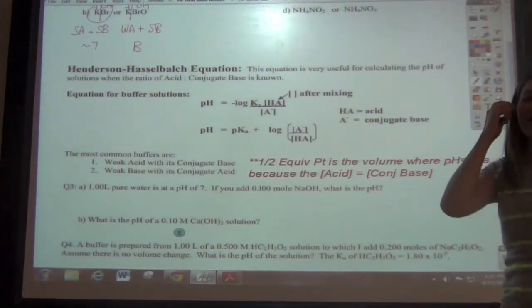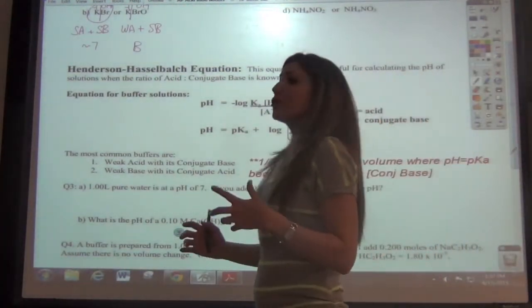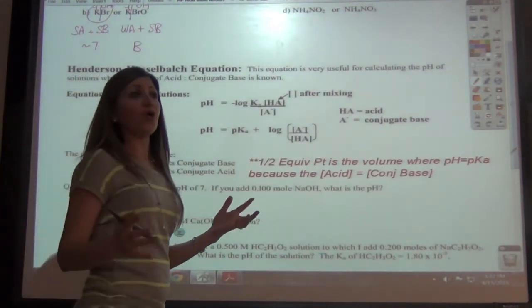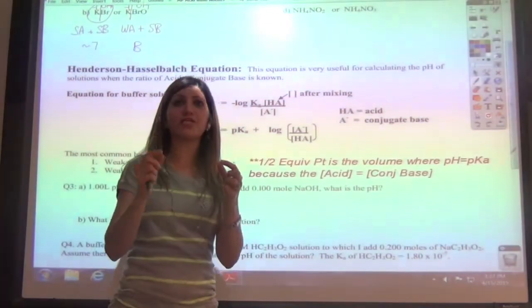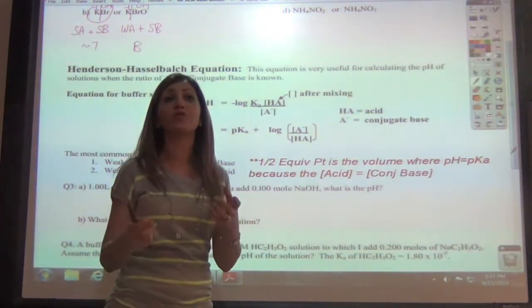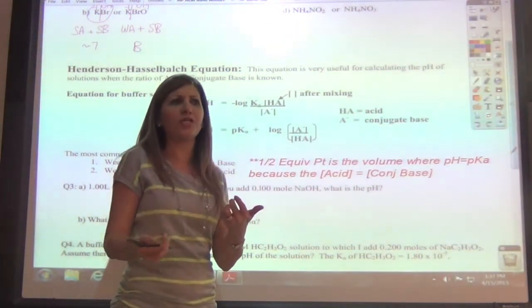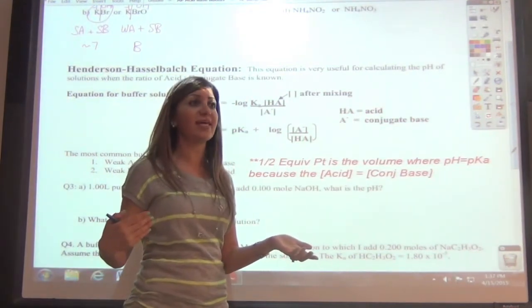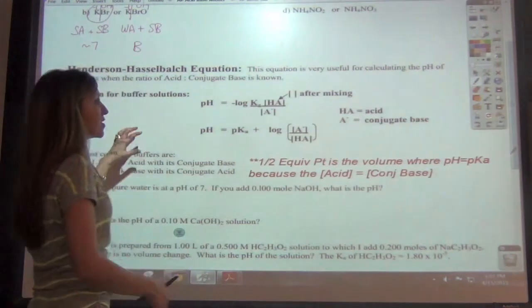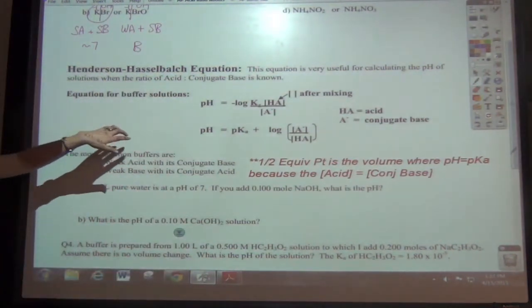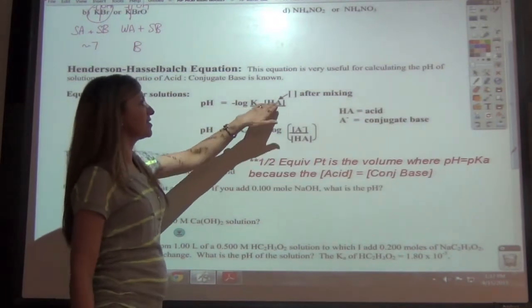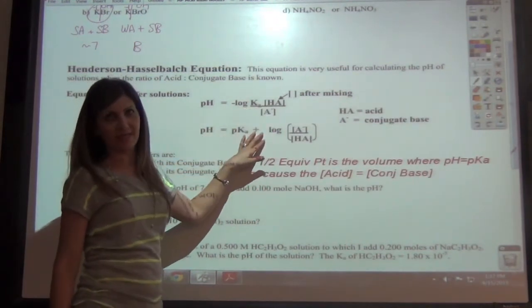So now let's talk about Henderson-Hasselbalch. This is an equation that is used in medicine. Medical students will be asked to plug values into the equation to figure out if there are issues with the acidity of blood. So this equation, pH equals negative log Ka, and then it's HA over A. But we're going to memorize this, okay?